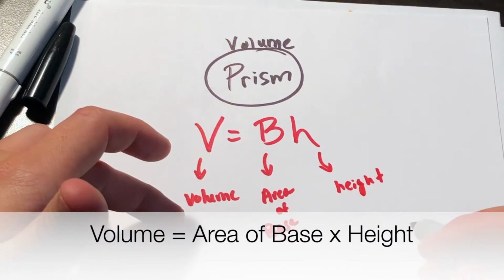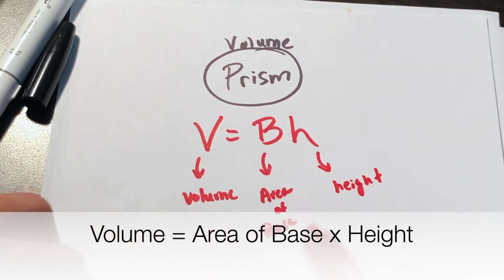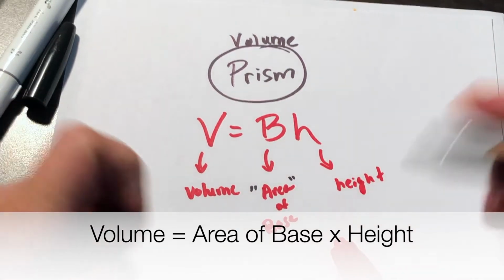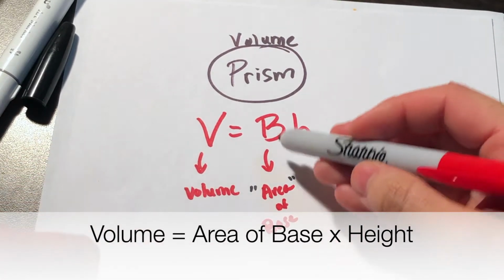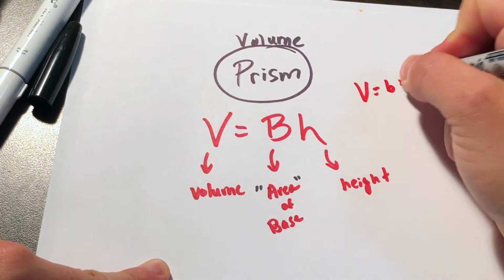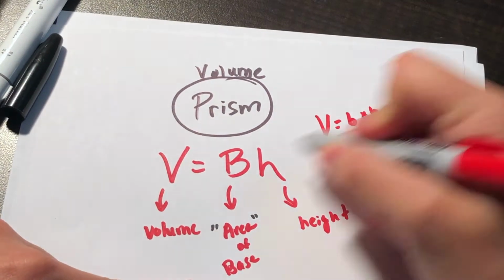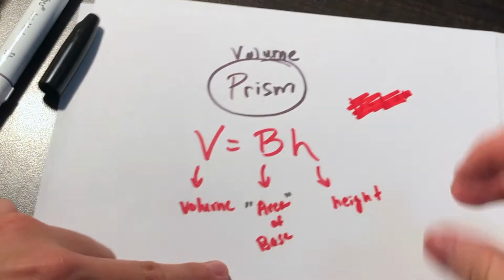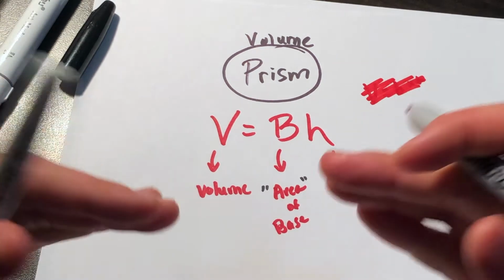V stands for volume. B stands for area of the base. This is gonna get super important later. And H stands for height. Now, if I wanted B to stand for just base, I would put a lowercase b, like this. But that's not what I put there. I put a capital B. So it's very important you don't get that confused. Big B stands for the area of the base.